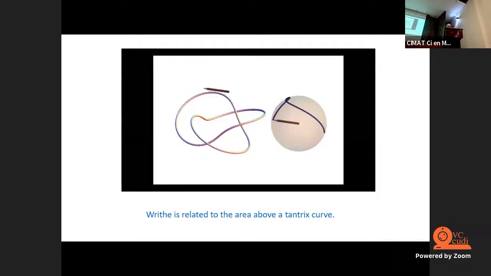So the writhe is related to the area above a tangent curve. It's known as the tangent indicatrix curve. You just take a tangent vector to your curve and you move it around and keep track of its direction on a unit sphere, and then you get this tangent curve. And there are some really nice theorems, which I won't go into, about how this relates to the writhe.